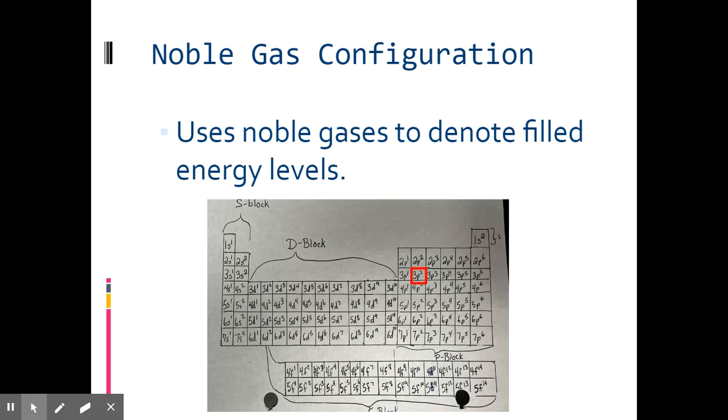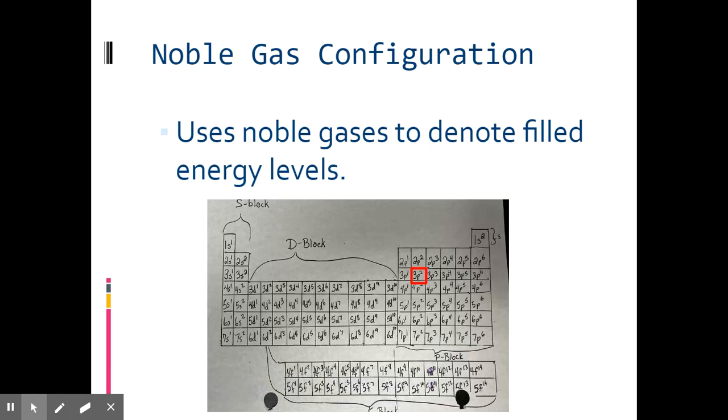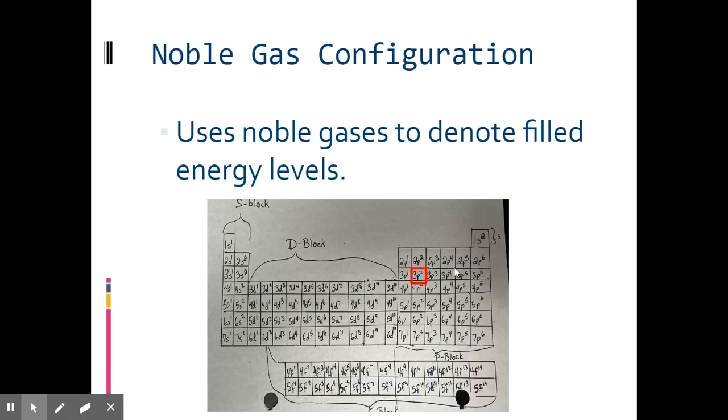So let's say I want to write a configuration for silicon. The ending would be 3p2. I'm going to go to the noble gas that's in the row above it. So I go up 1 and all the way over to 2p6, which is neon. That's what I'm going to use as my shortcut.